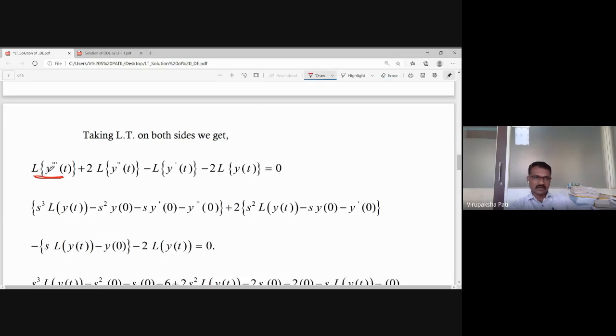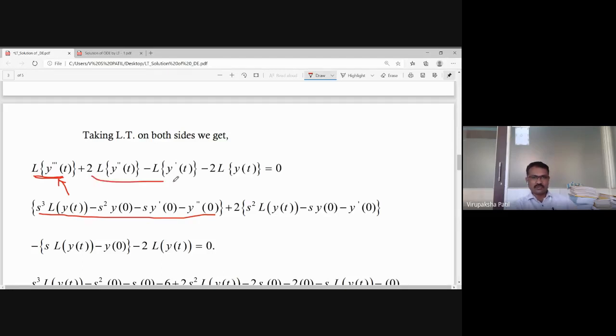First, we will write the expression for L of y triple dash of t in terms of s. Since it is third order, it is s cube into L of y of t minus s square into y at t equal to 0 minus s into y dash at t equal to 0 minus y double dash at t equal to 0. This is the expression for the Laplace transform of d cube y divided by dt cube.